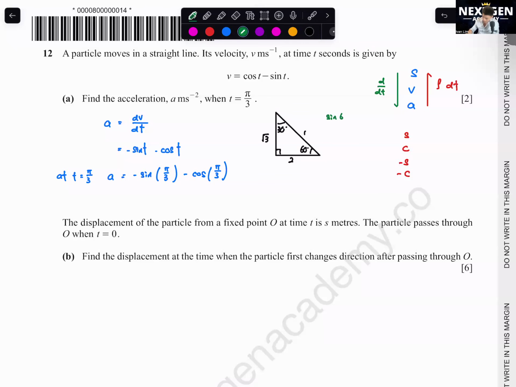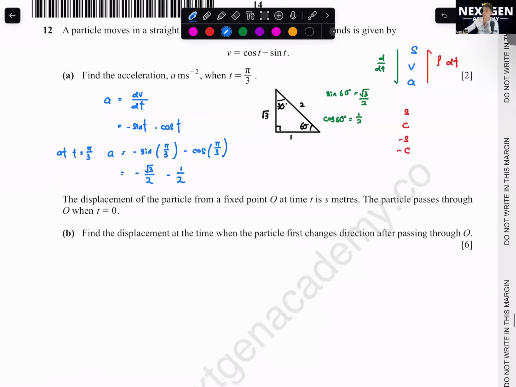Sine 60 will be equal to... sorry, this is wrong. This is 2 and 1. Okay, here will be surd 3 over 2. Cos 60 is 1 over 2. Okay, 60 is equal to pi over 3. So here will be negative surd 3 over 2 minus 1 over 2.